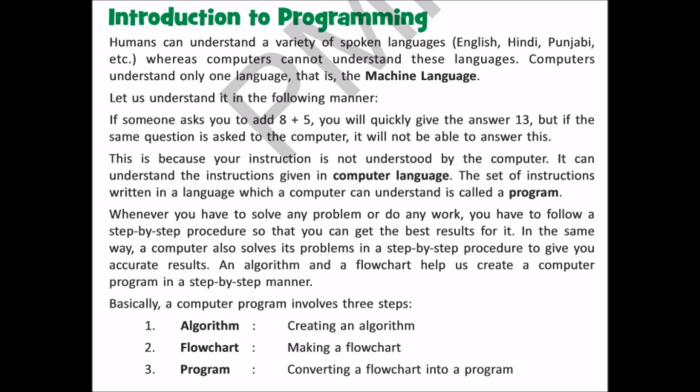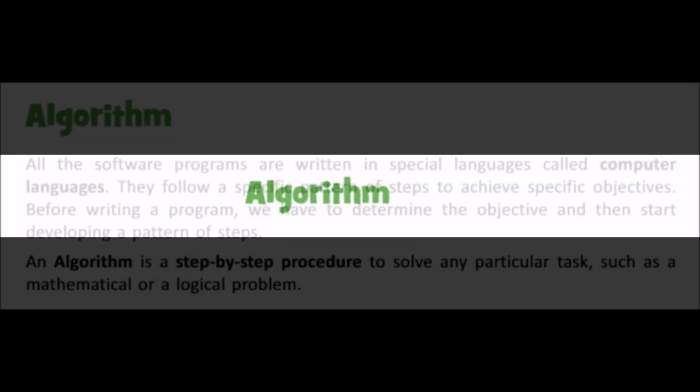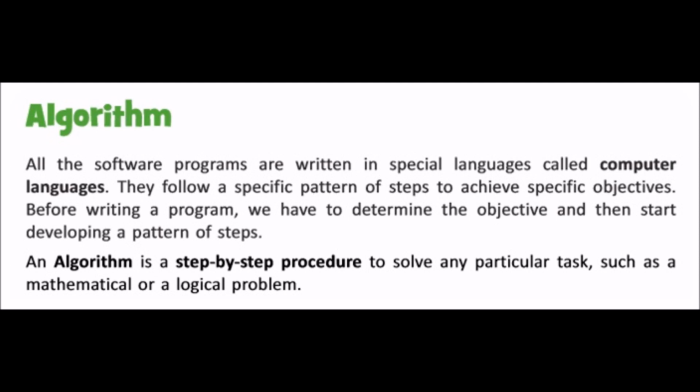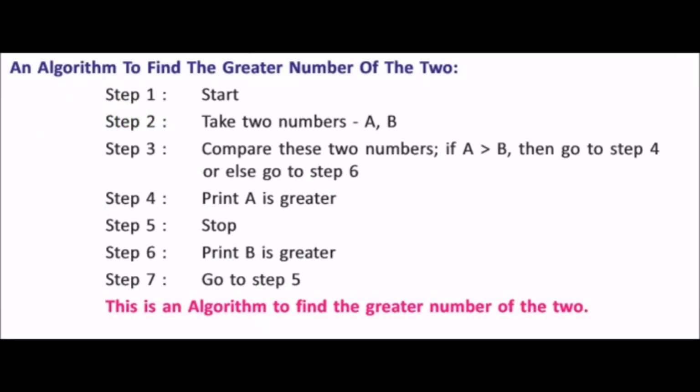Now we will discuss what is algorithm and how it can be created. Algorithm is a step-by-step procedure to solve any particular problem, whether it is a mathematical problem or logical. We can take any example like packing your school bag, buying a new shirt, etc. You will write the algorithm by following the way shown on your screen by using the method of step 1, step 2, step 3.